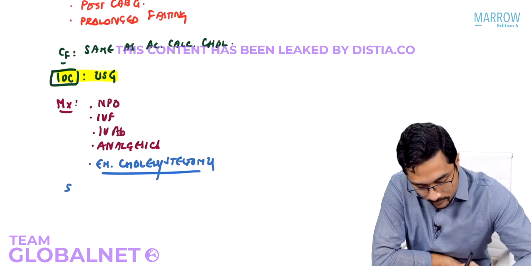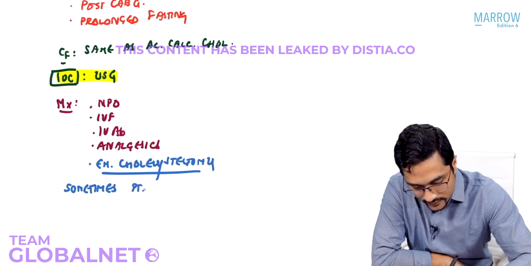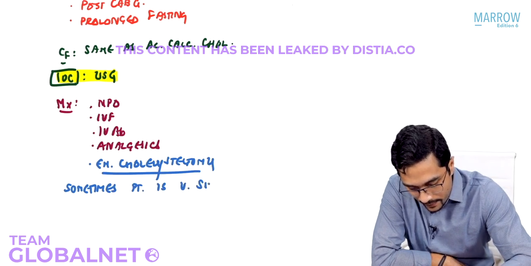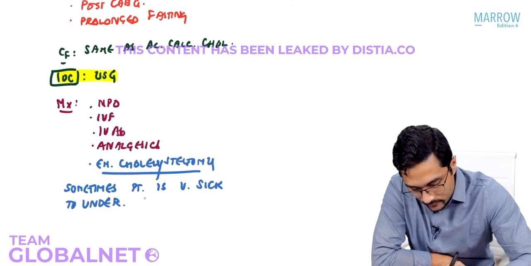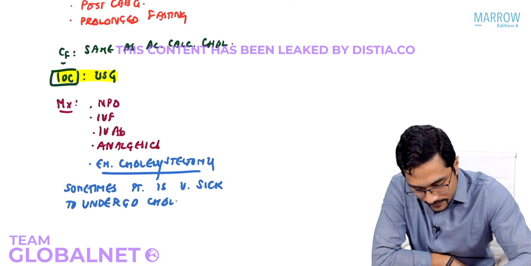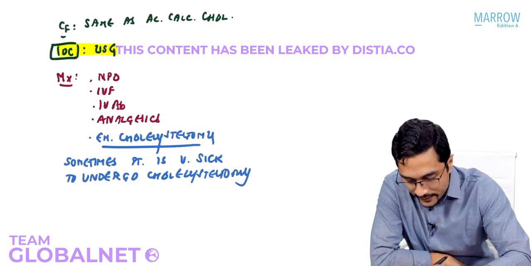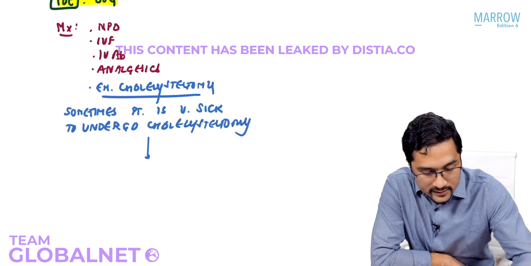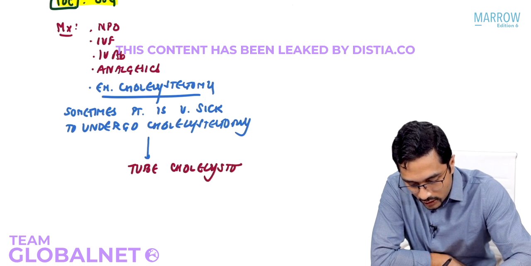Sometimes the patient is very sick to undergo cholecystectomy. And if the patient is very sick to undergo cholecystectomy, then the bailout procedure here is known as tube cholecystostomy. We do a temporary measure known as tube cholecystostomy.